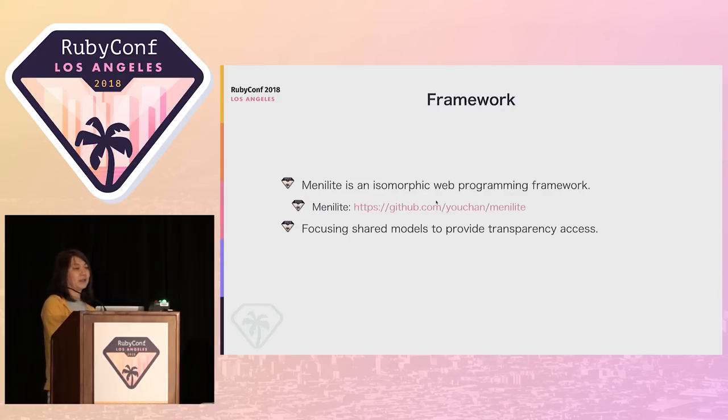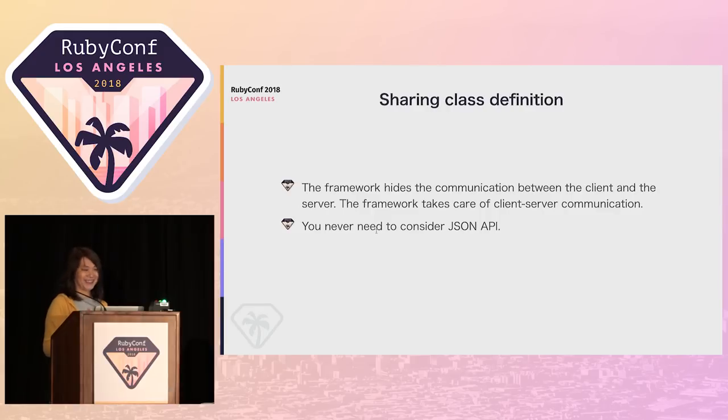I have been making a framework named Menilite. Menilite is an isomorphic web programming framework. It's focusing on shared models to provide transparency access, for example, sharing class definitions. The framework hides the communication between the client and server. You never need to consider a JSON API.